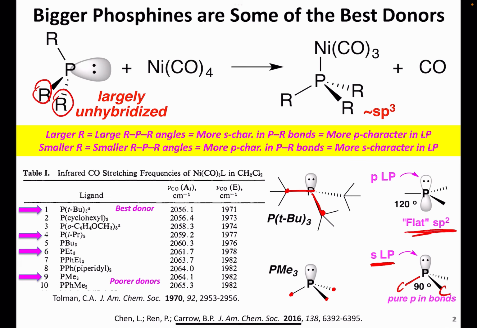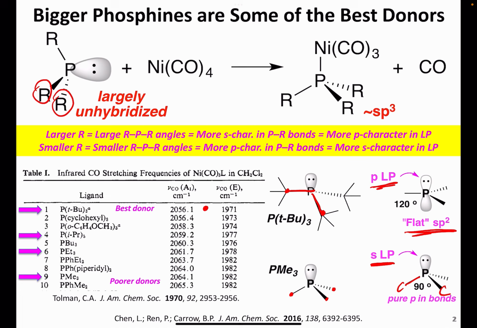Well, if the phosphorus center is sp2, that means the lone pair is then entirely in a pure p orbital. If a lone pair is in a p orbital, it is highly basic, highly nucleophilic, and is going to dump its electron density on a transition metal center. And you can see this experimentally by looking at the CO stretching frequency.